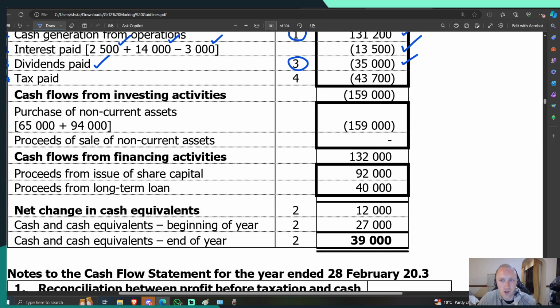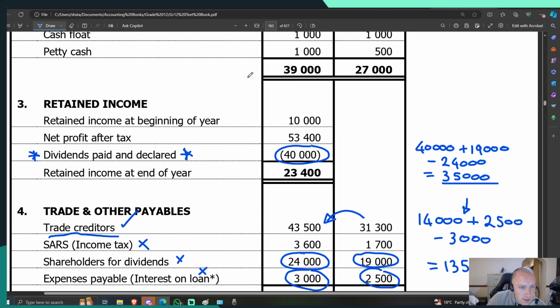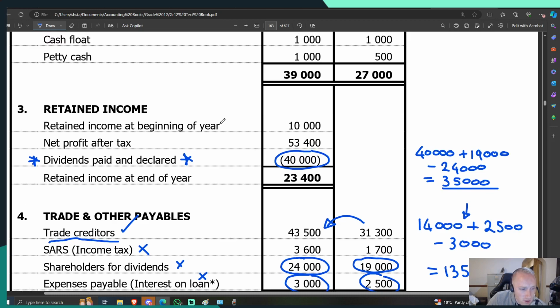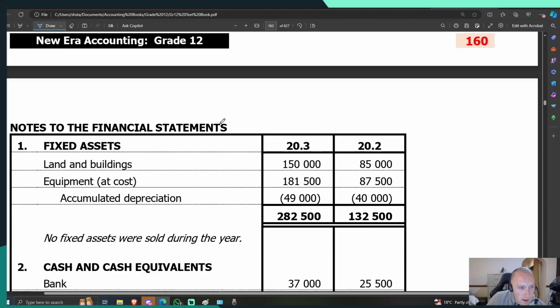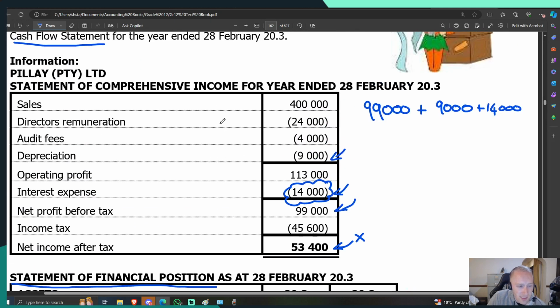So let's go to our information here. Our total tax for the year was, let's see, where's our taxes? Let's go to our income statement. That's usually where we see tax. Well, it's always where we see tax. Income tax, 45,600. All right, so we know that our total income tax for the year was 45,600.